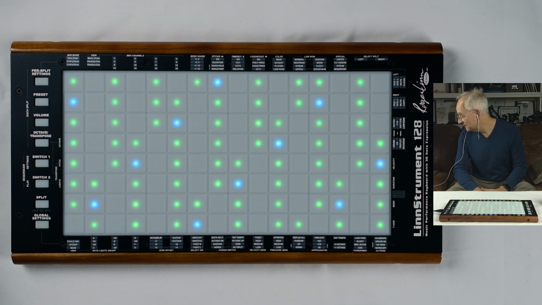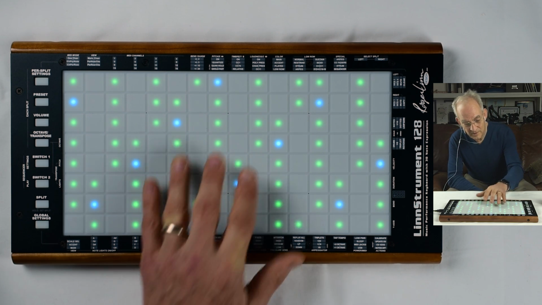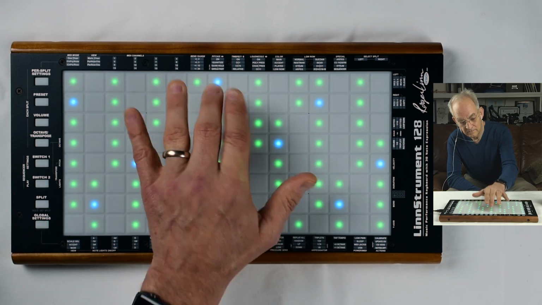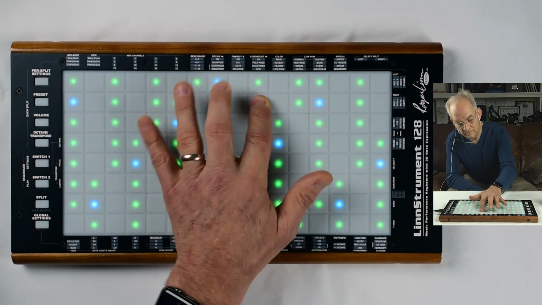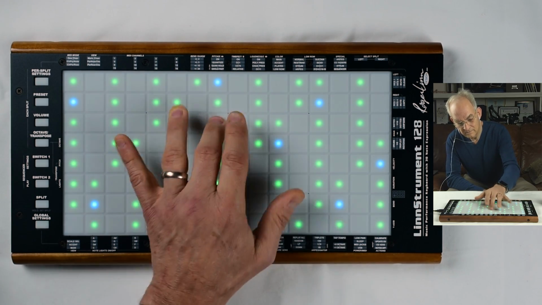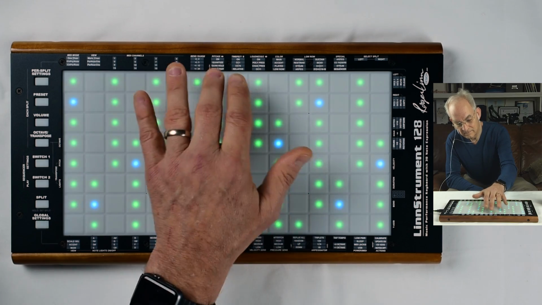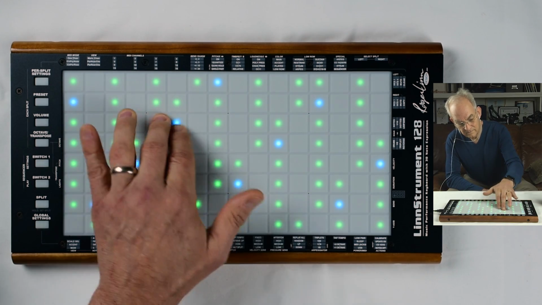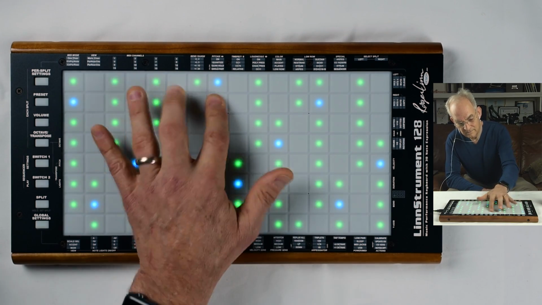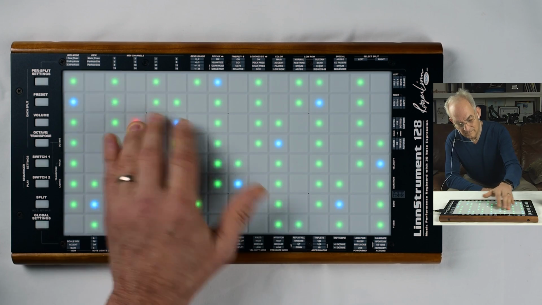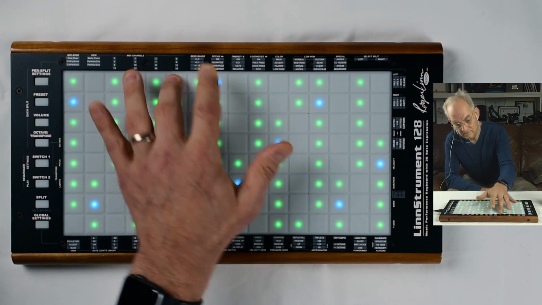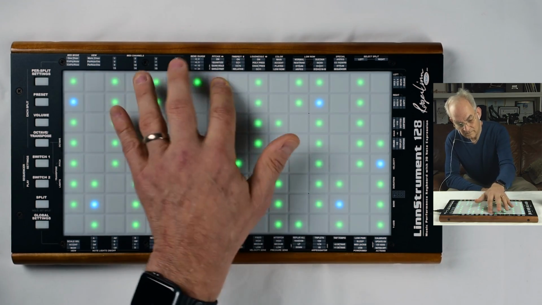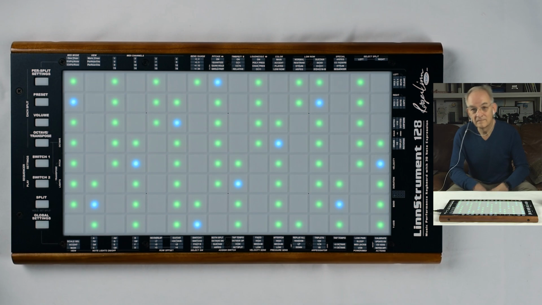So I'll start with the viola here, and I'll play a Stéphane Grappelli line. A little flub there, but you get the idea.